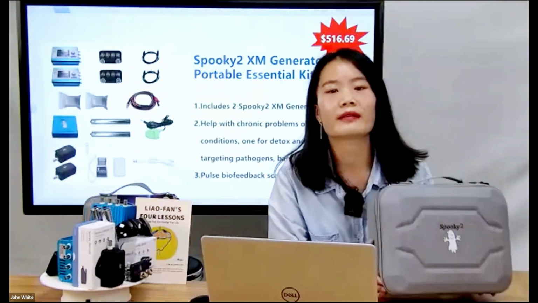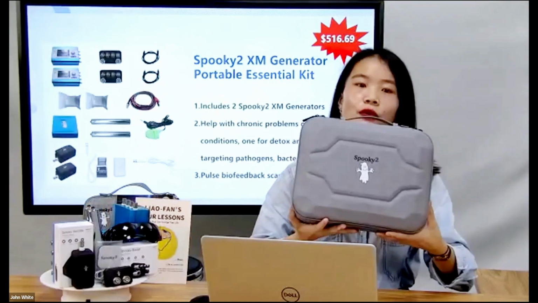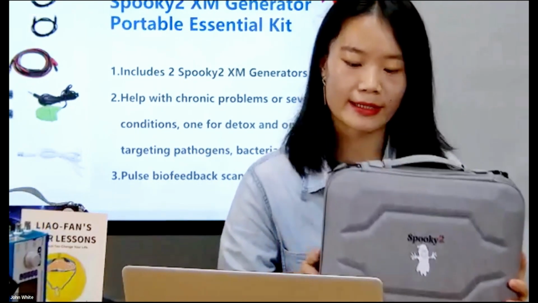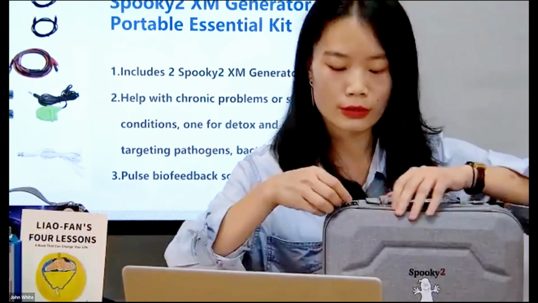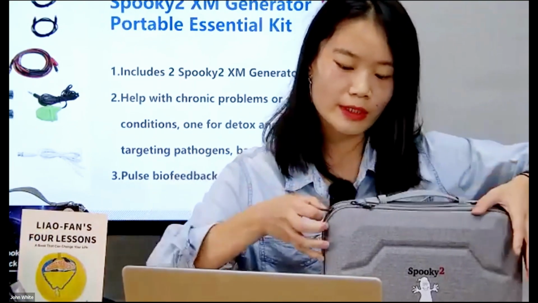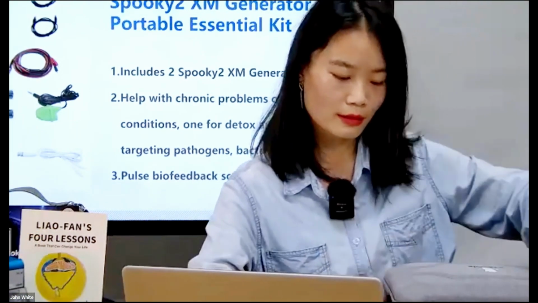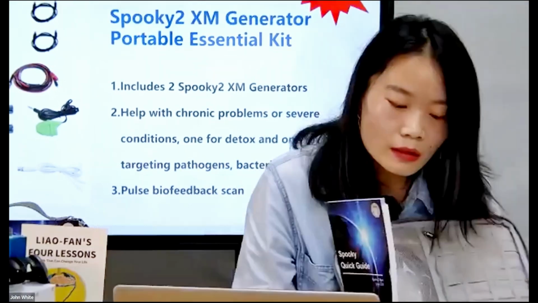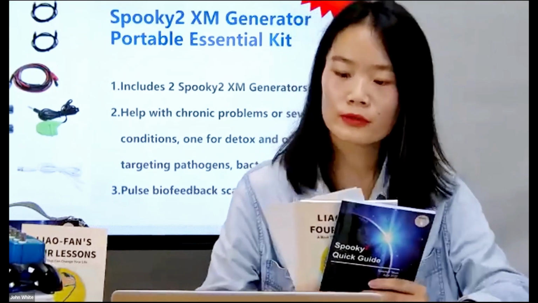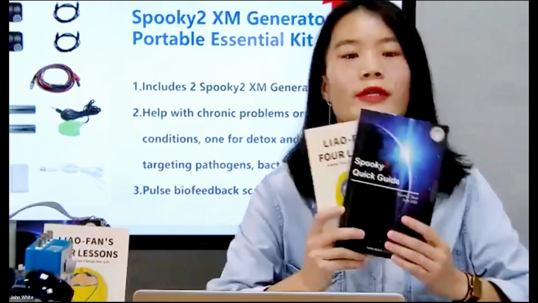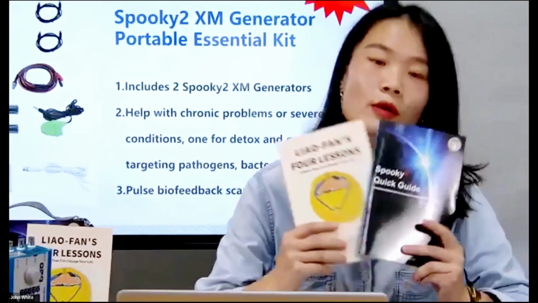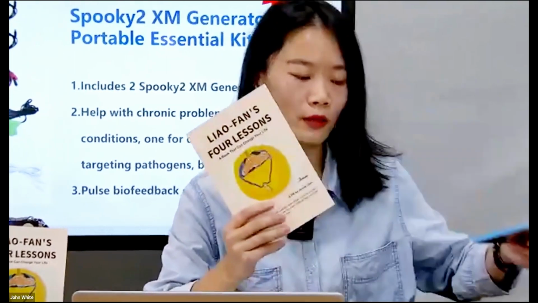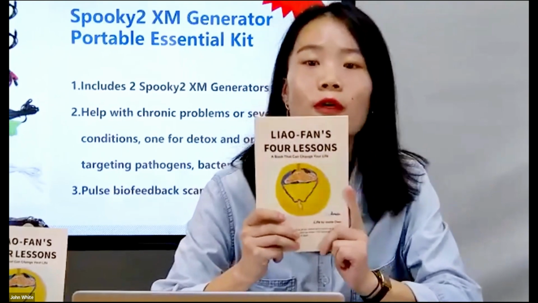So here in my hand is the Spooky2-XM Essential Kit. And this kit comes with a portable case, and inside includes 2 XM. I'm going to open it so you can have a look at what's included in this kit. Okay, so this Spooky2-XM Portable Essential Kit comes with a quick guide, which gives guidance on how to use the machine, and also a book which is called Liao Fan's 4 Lessons.